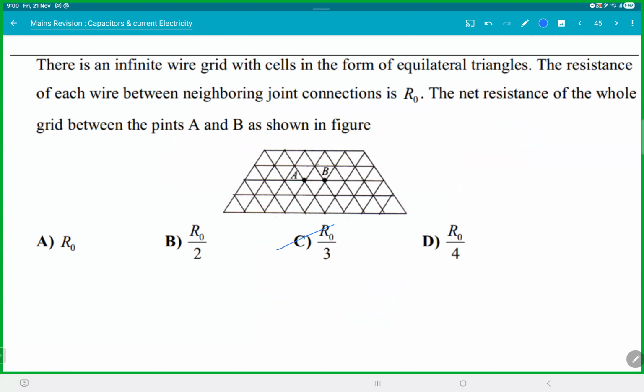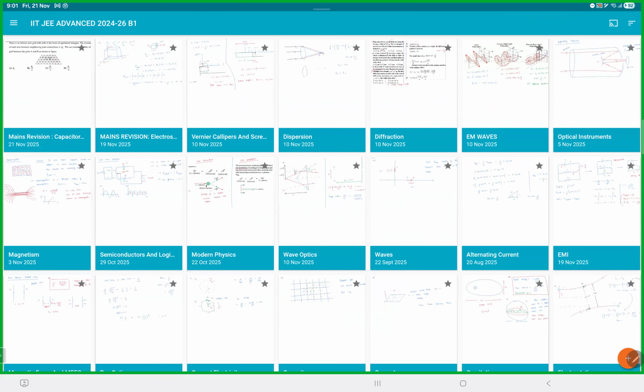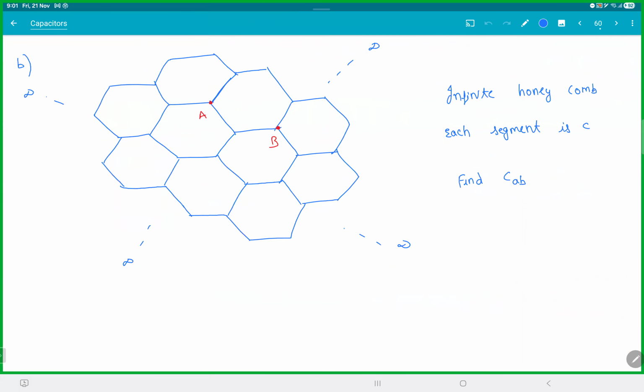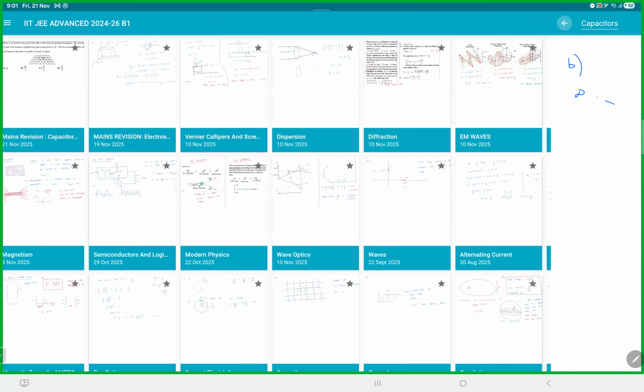You guys remember this technique? Principle of superposition. Check out the current notes, quite an important thing. We did the different varieties though. We did a square grid. Remember this thing? Hexagonal grid, honeycomb. Same idea. This is a triangular grid, but the technique is the same thing. You should check it out.